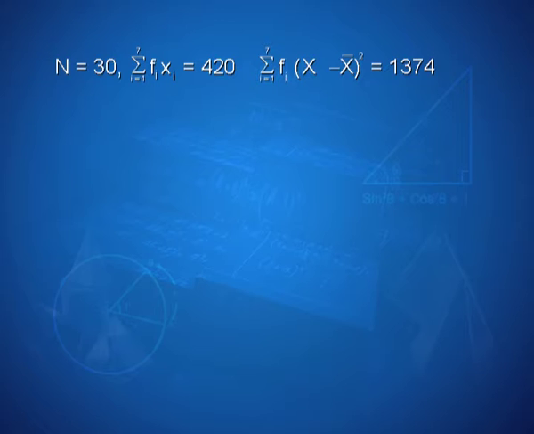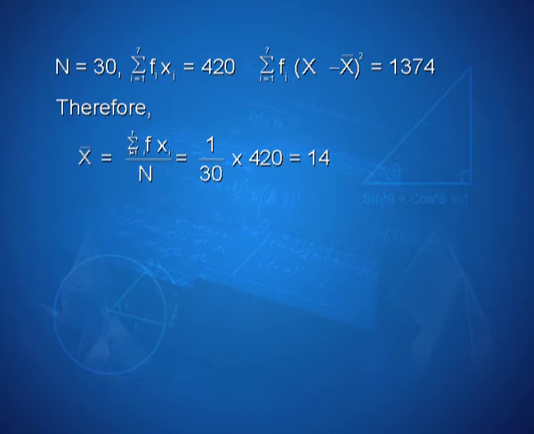1374. Here we note that n is equal to 30, summation i varying from 1 to 7 fi xi is equal to 420, and summation i varying from 1 to 7 fi into xi minus x bar whole square is equal to 1374. Therefore, we can calculate x bar is equal to summation i varying from 1 to 7 fi xi upon n is equal to 1 upon 30 into 420, that gives us 14.